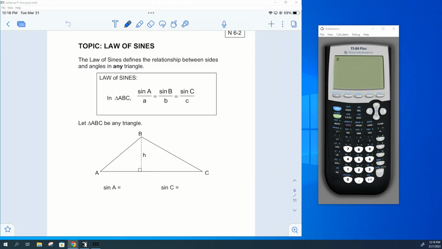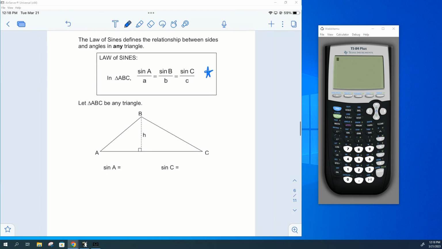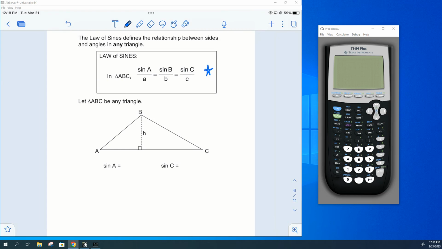All right, today we're going to talk about the law of sines. What's great about the law of sines is that it works for any triangle, not just a right triangle. So notice it's given here, and this is the law of sines. But I'm just going to quickly derive where that came from.